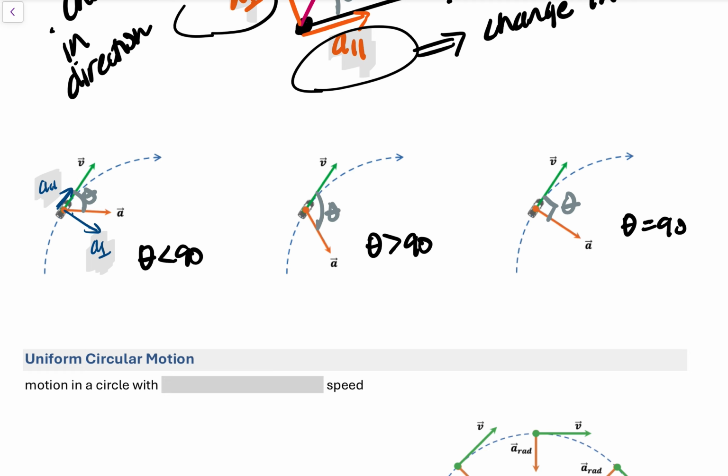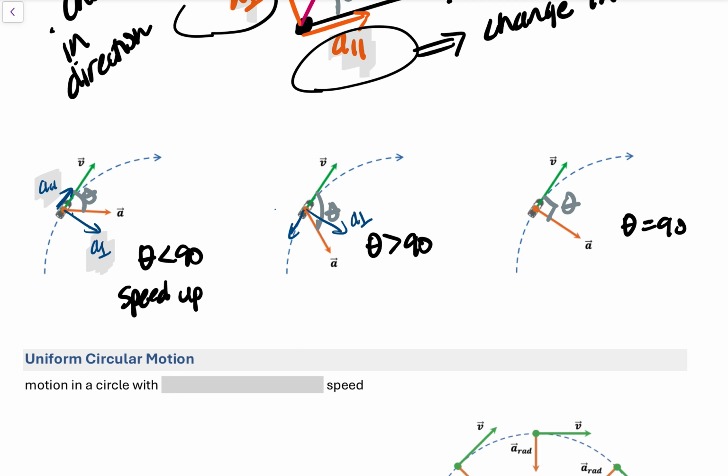And then this A parallel is parallel to my velocity vector, so that's going to be the part that's impacting the speed. Since it's in the same direction as my velocity, we know that we are speeding up. So in this case, we're going to speed up. If we look at the second one, same thing. Here's my A perpendicular. That's the piece that's going to cause the change in direction, the turning to the right.